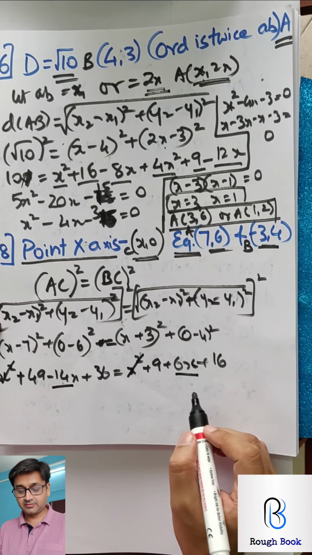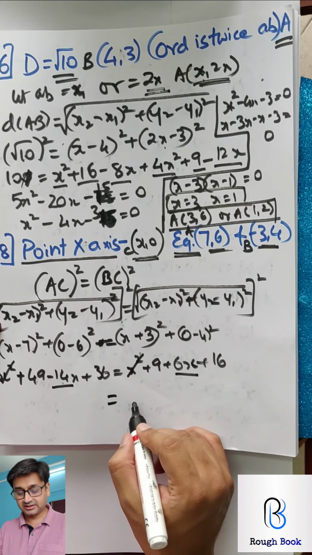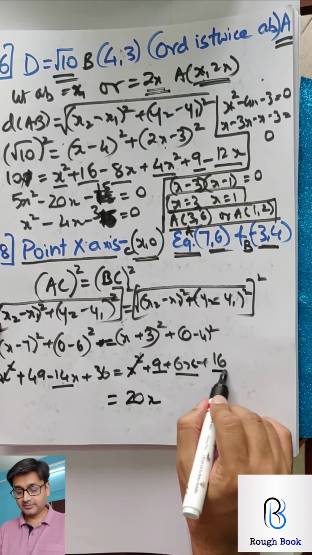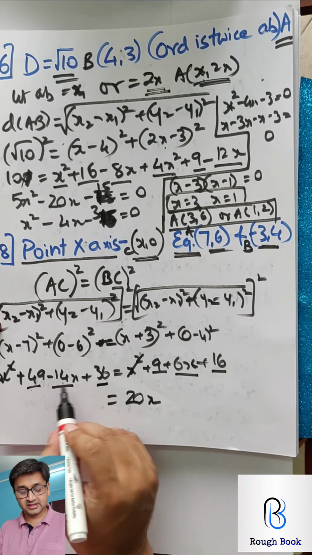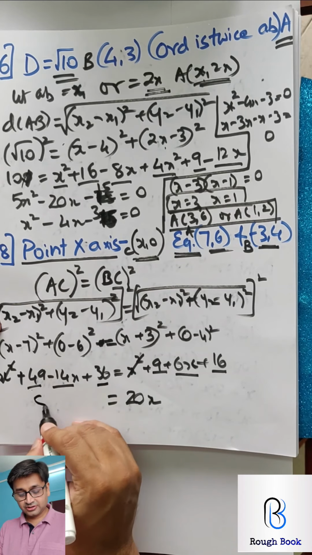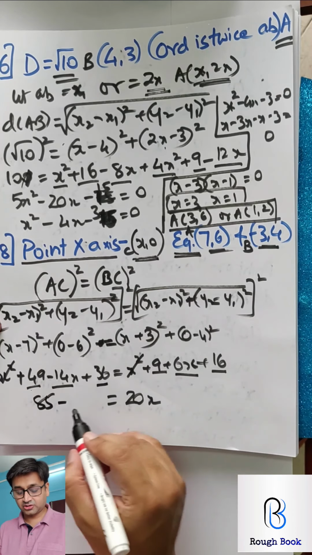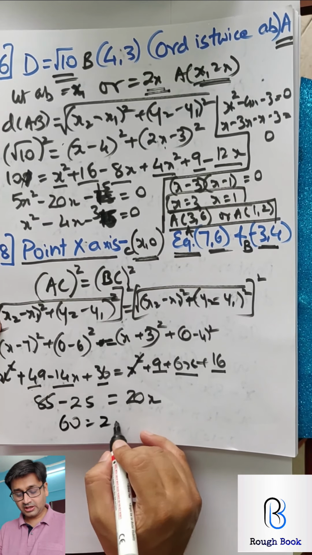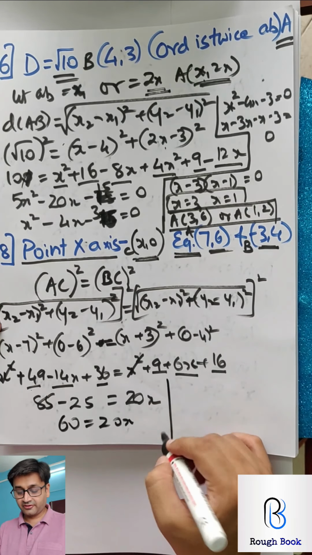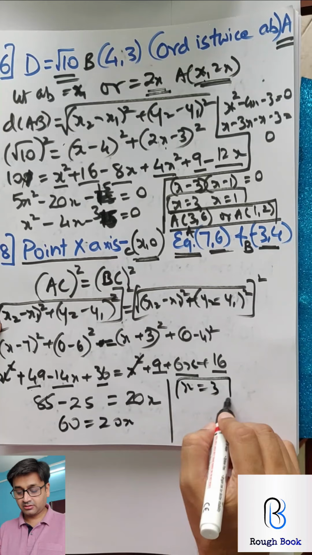So minus 14x minus 6x. I am pushing 14 to the other side, so that will become 20x. 9 plus 16 is 25, and 49 plus 36 is 85. So this is going to be 85 minus 25. The difference is going to be 60 equals 2x. So on dividing, obviously x is going to be 3.